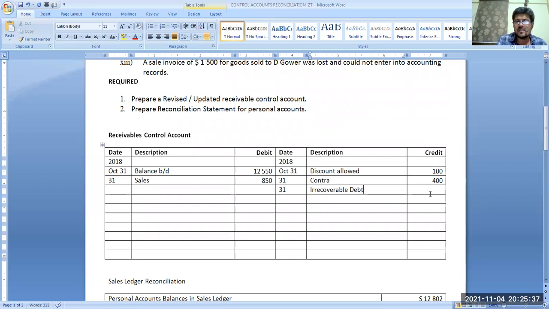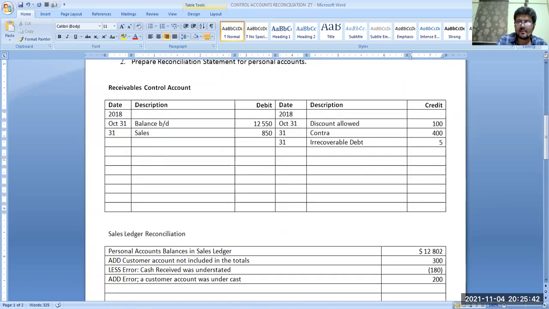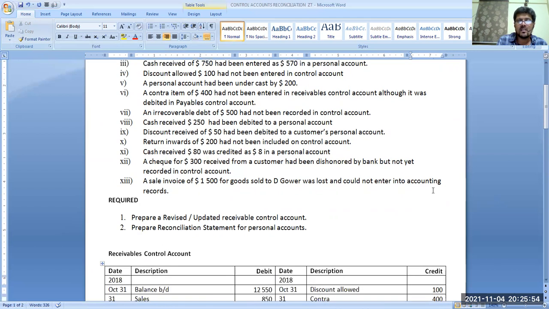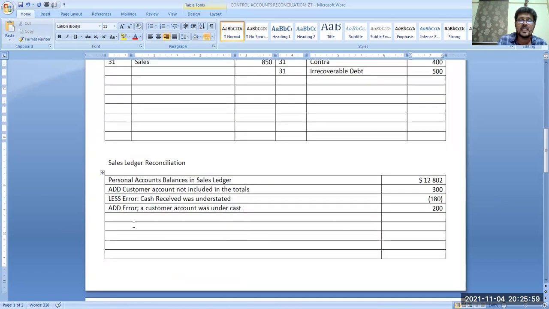Debt is how much? That was 500. Done. Okay. Now, cash received 250 had been debited to a personal account. Now, when we receive cash, it should be credited in the personal account. And when it is debited, it means we have to correct it with double the amount.